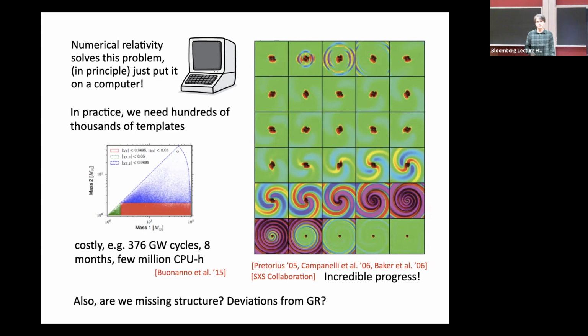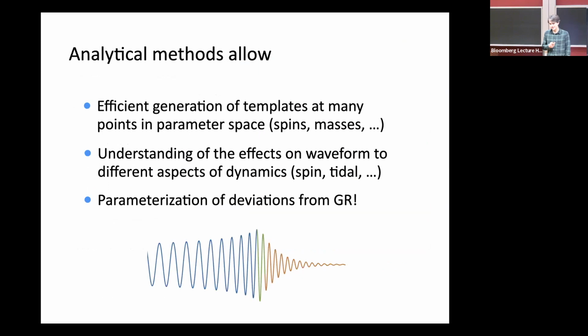So just to summarize, a nice thing that analytical methods allow is to easily generate waveforms for many, many points in the parameter space, even in regions where numerical GR might not be great. Things like extremal mass ratios, things like large differences between the two black holes, and also understand the different physics effects on the waveform, like spin and tidal effects, which can be cleanly separated analytically and studied one at a time rather than the numerics that just does everything at once. Yeah. And eventually also study, or at least parameterize and study, the effects on the waveforms of deviations from GR.